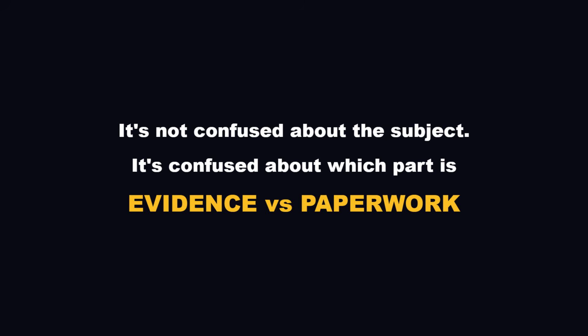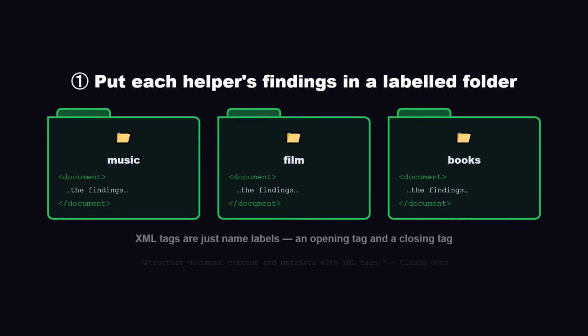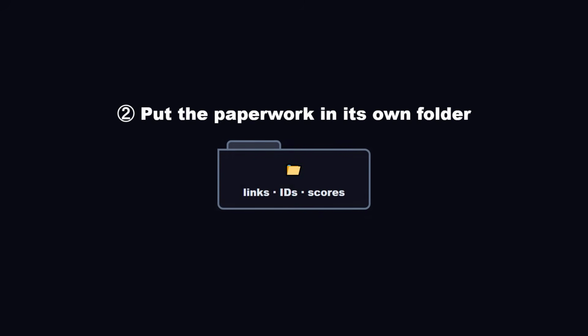Web links quoted as if they were facts. Worker ID numbers printed inside sentences. Findings labeled with the wrong topic. Claude isn't confused about the subject. It's confused about which part is the evidence and which part is just the paperwork. So, 3 moves to fix it. 1. Put a labeled folder around each helper's findings. The docs recommend XML tags. Those are just name labels with angle brackets, an opening tag and a closing tag.